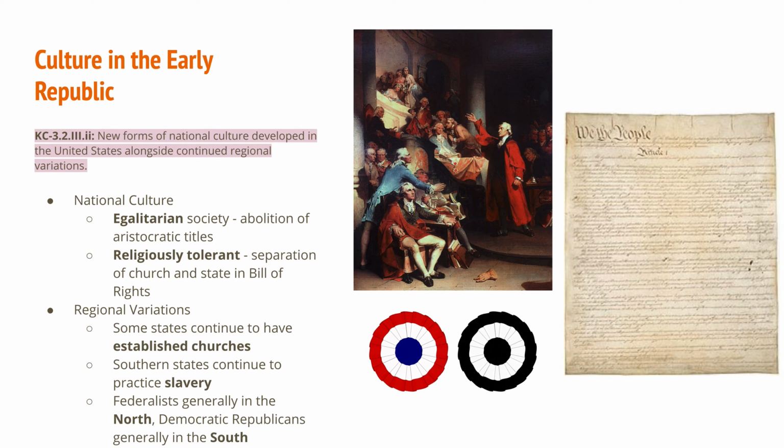So this is where we're going to see the regional variations. In New England, you're still going to see established churches. In the South, they're going to continue to practice slavery as it's being phased out in the North. And then the political parties also add another element here to the regional variation, with Federalists generally being in the North, where there is more manufacturing, and so therefore they would benefit from Federalist policies. Meanwhile, the Democratic Republicans are in the South. They oppose the Federalist policies for greater tariffs and excise taxes, and they have more agriculture. Meanwhile, the Federalists believe that the future of the country was going to be in manufacturing.